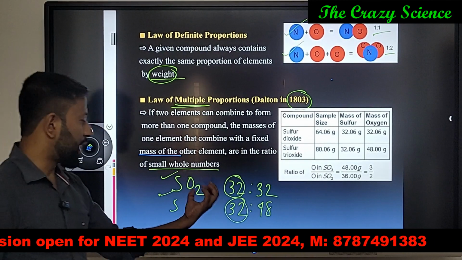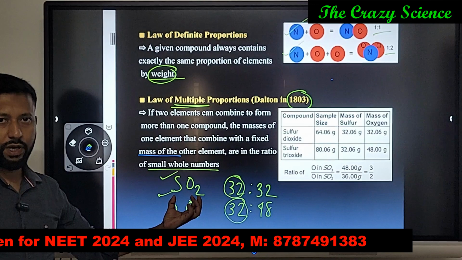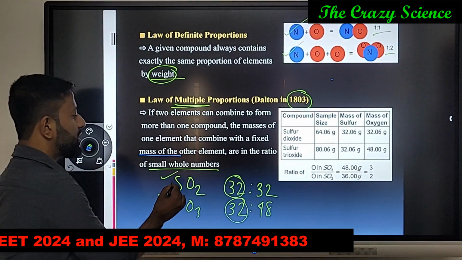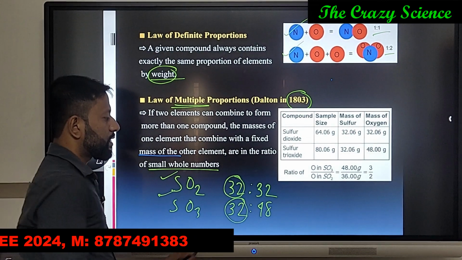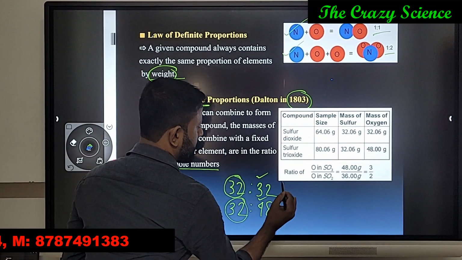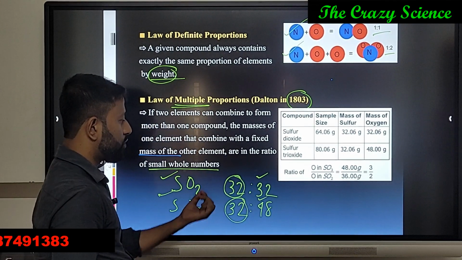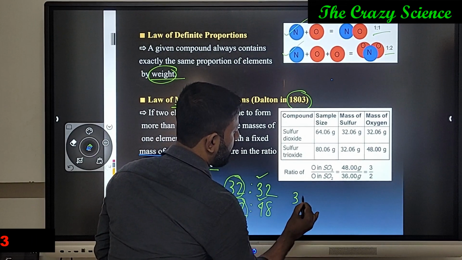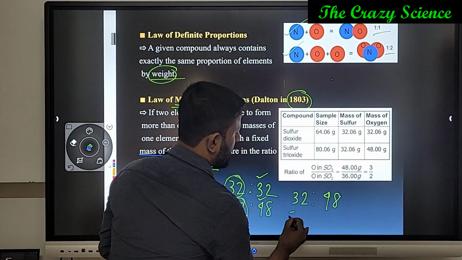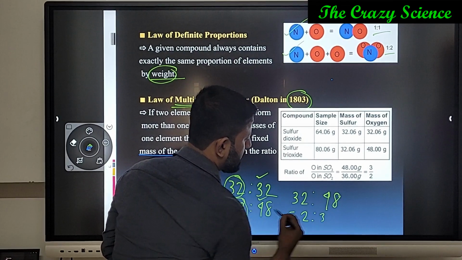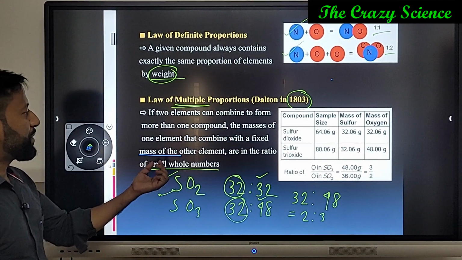হোয়াট দে আর সেইং যে আমরা যদি দুইটা কম্পাউন্ড ক্রিয়েট করছি, এই দুইটা কম্পাউন্ড কিন্তু সেম এলিমেন্ট দিয়ে, সালফার ও অক্সিজেন দিয়ে, কিন্তু একটার ক্ষেত্রে যেই একটা মাস ফিক্স আছে, তাহলে বাকি যে অক্সিজেন গুলি আছে, ওই অক্সিজেন গুলি একটা সিম্পল হোল নাম্বার রেশিও থাকবে। তাহলে 32:48 যদি আমি করি, তো দ্যাট ইজ গিভিং আস 2:3. Okay, I'm repeating again.